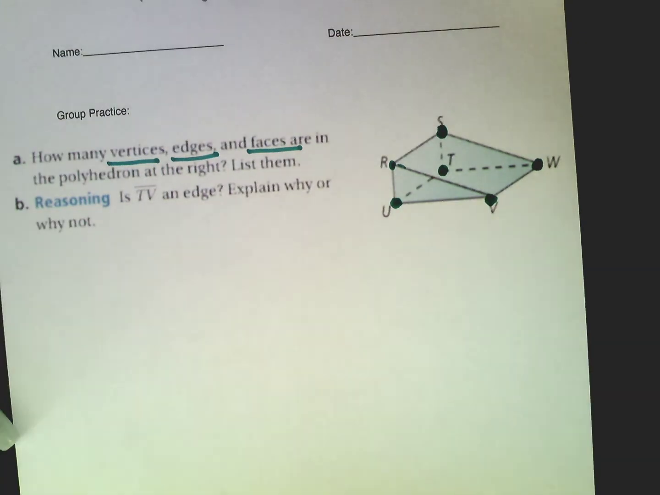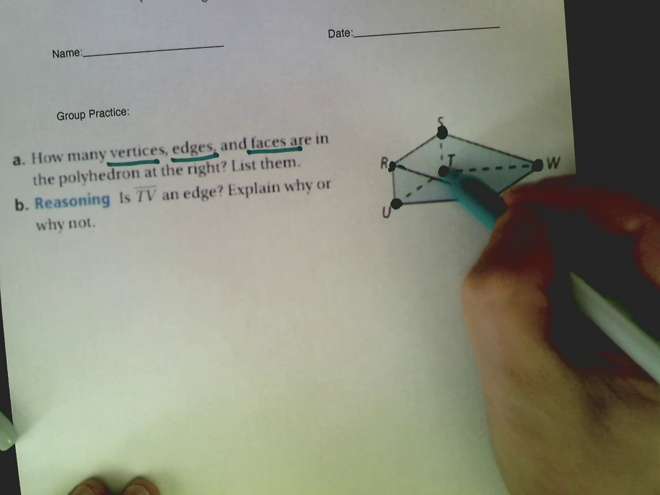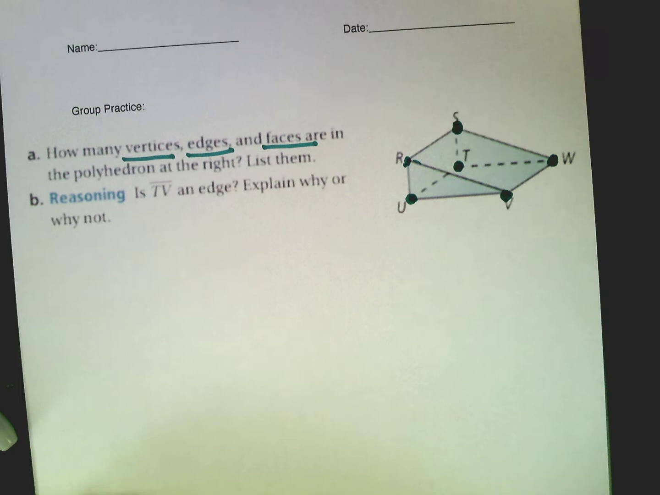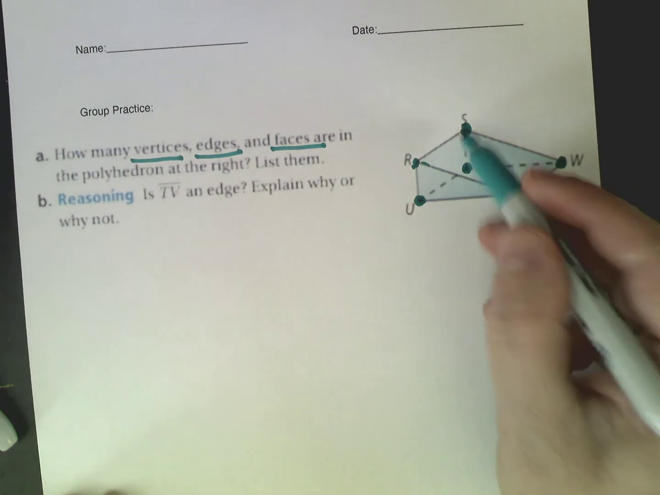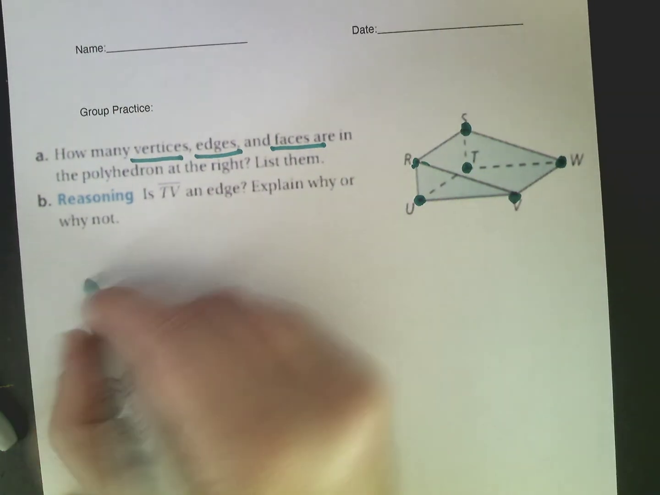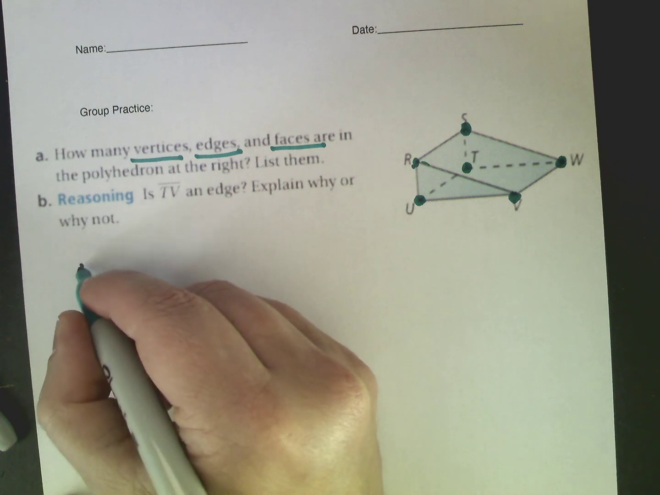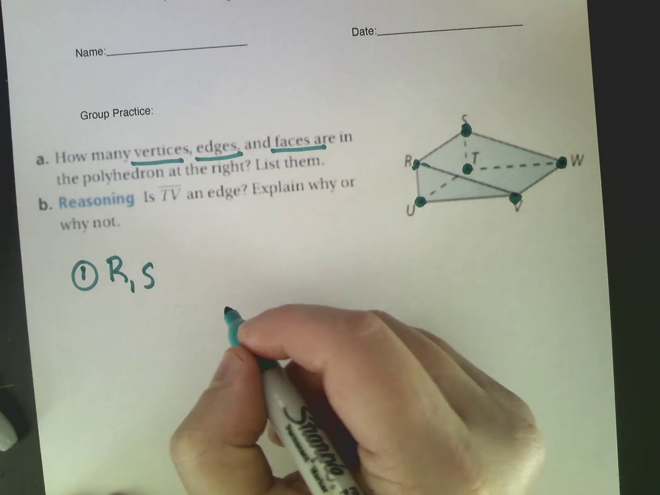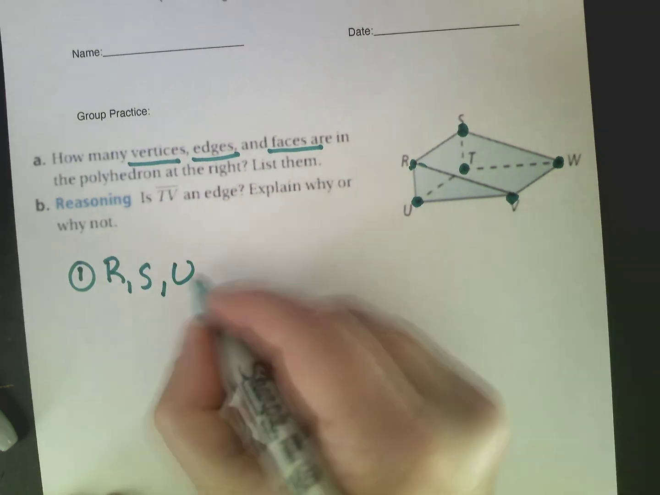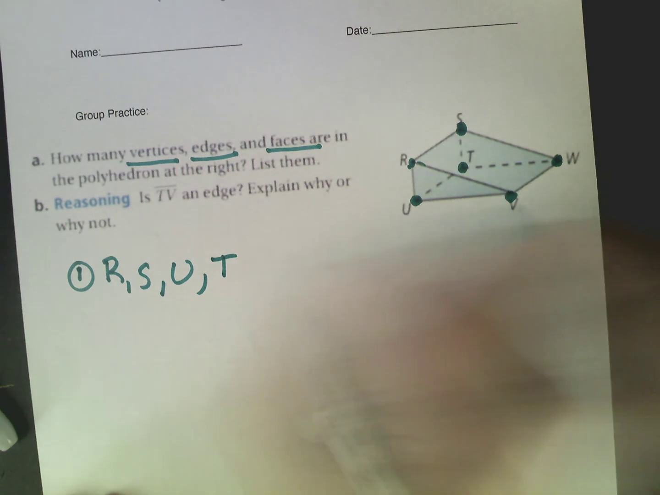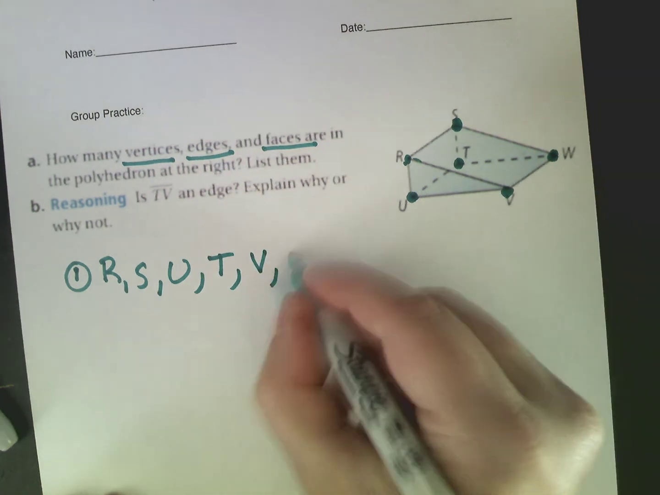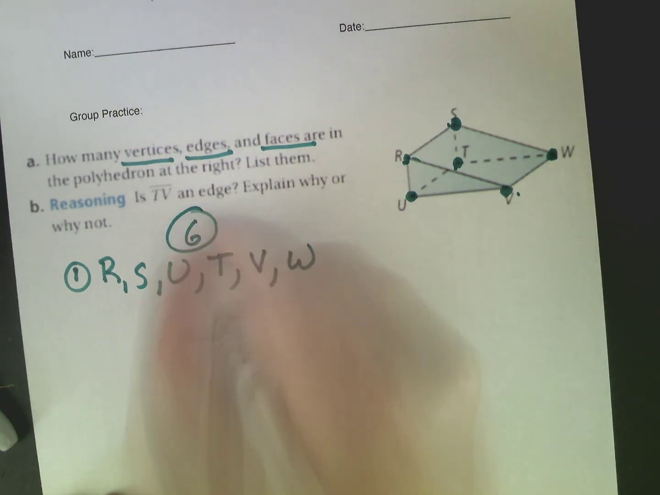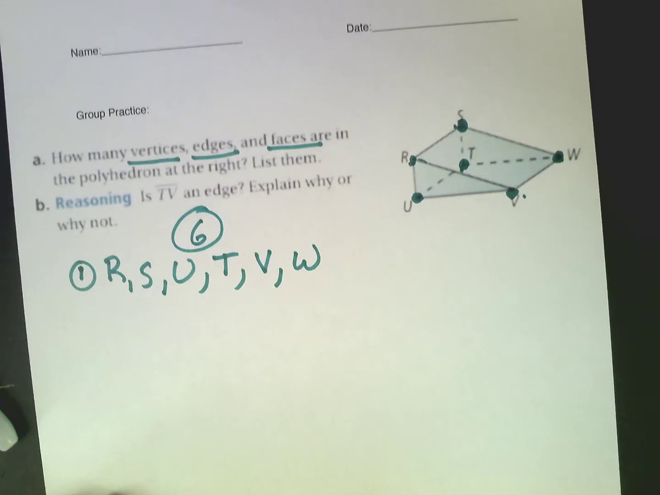How many vertices are there? Well, essentially all of the ones with a letter next to them. Let's call this question 1. We have R, S, U, T, V, and W. So there's 1, 2, 3, 4, 5, 6. Altogether there are 6 of them. Pretty cool.